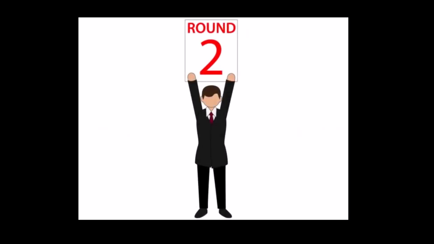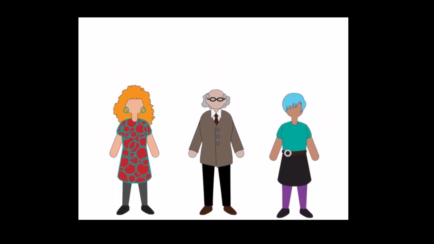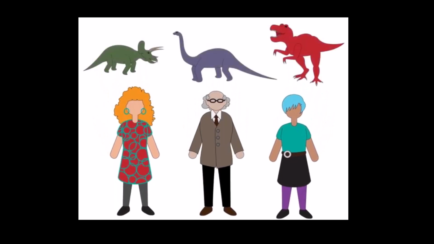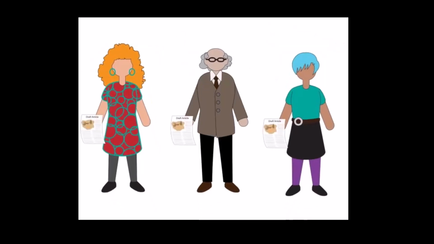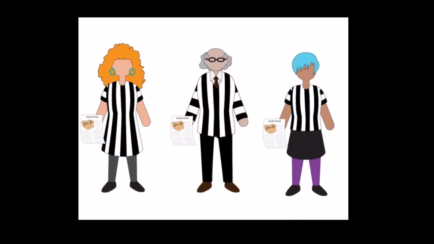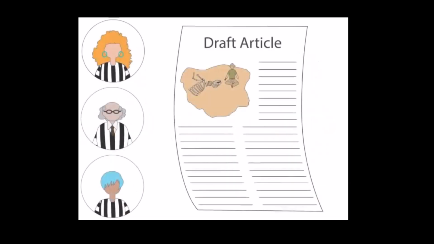This is the article's second and most important test. These experts are the author's peers, since they're working in the same research area. And since they're making a judgment about the article, they're sometimes called referees. So peer-reviewed articles are sometimes called refereed articles.